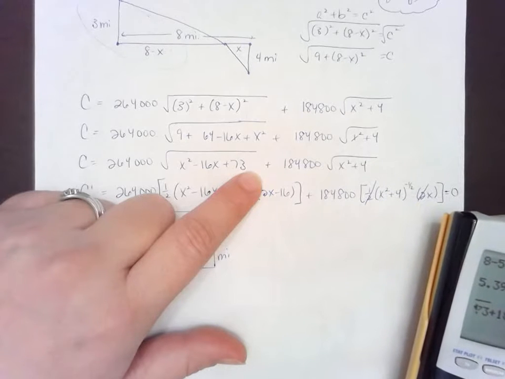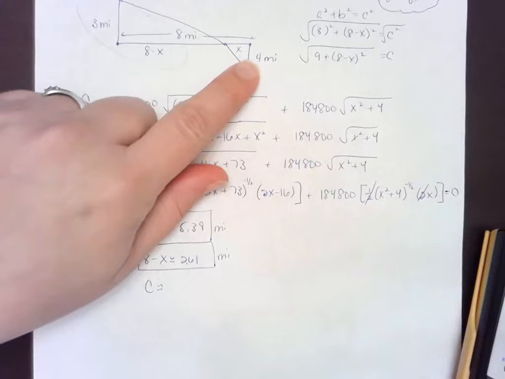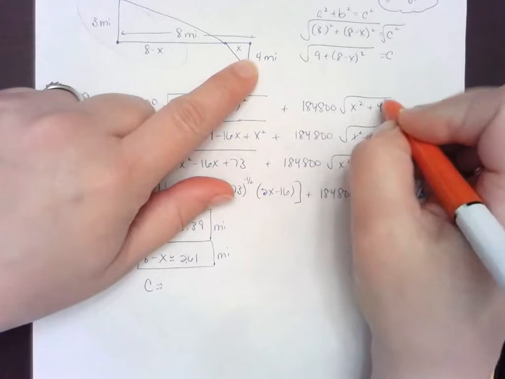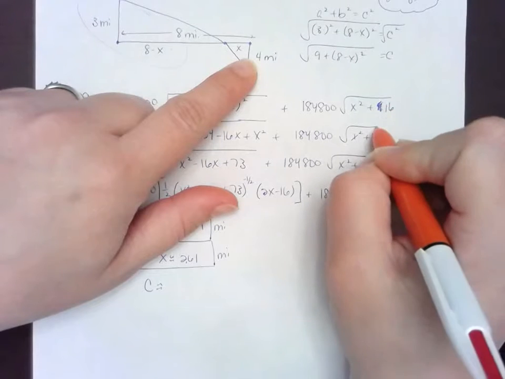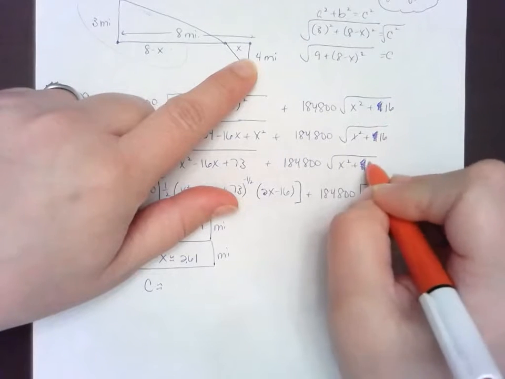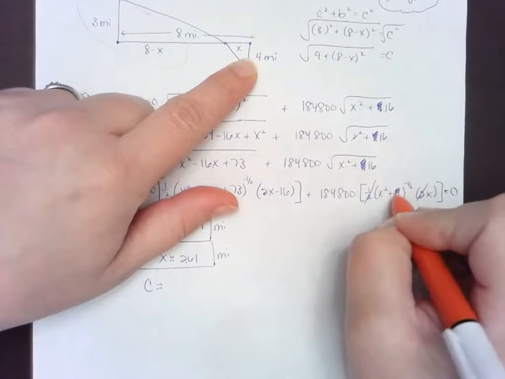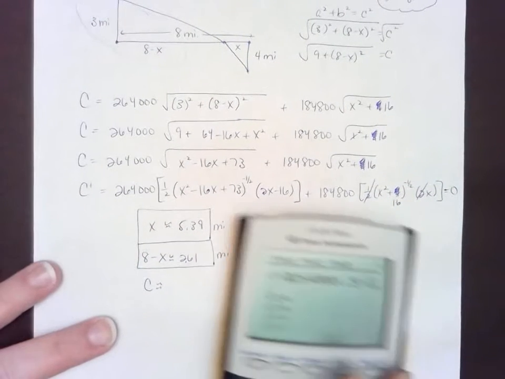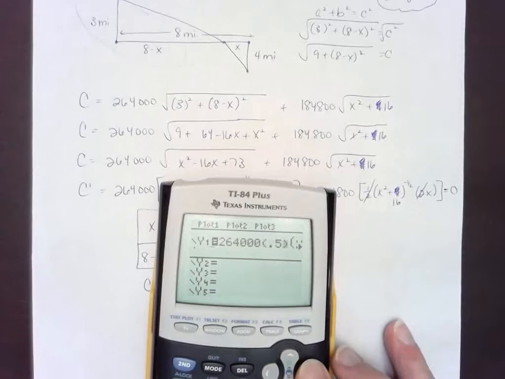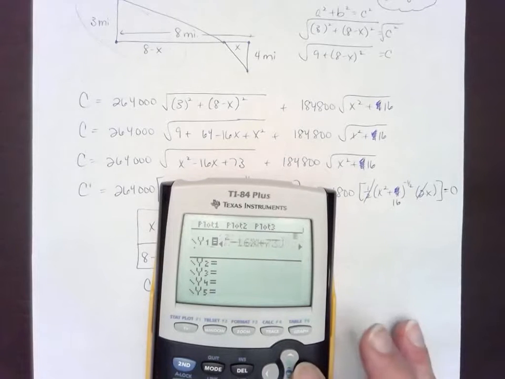Shoot. I didn't do 16. It's supposed to be 4 squared. That's going to change everything. Let's see how much it changes. Go back to the graph. Oh, please forgive me. We all make mistakes.